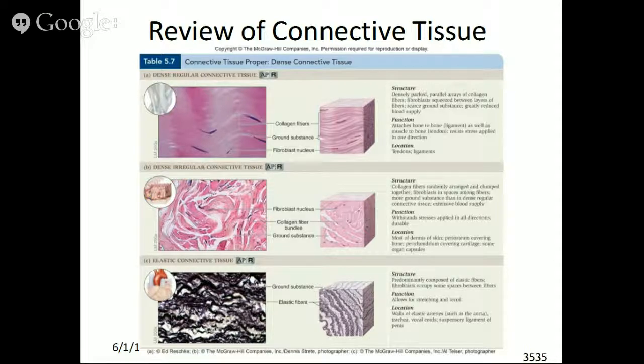Elastic connective tissue is full of elastic fibers, hence the name, and the elastic fibers allow this tissue to stretch. But here's the thing that makes it so cool. Not only does it stretch, but it can return back to its normal shape and size, which makes elastic connective tissue very important, especially in places like your back.